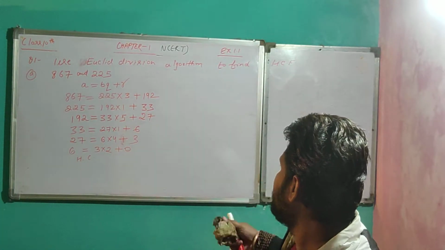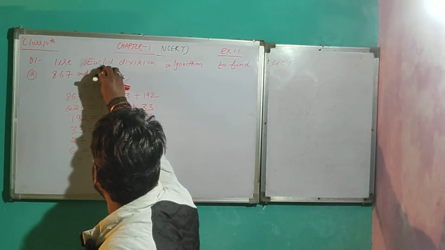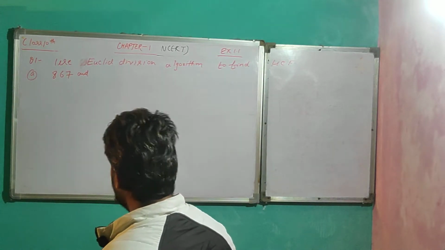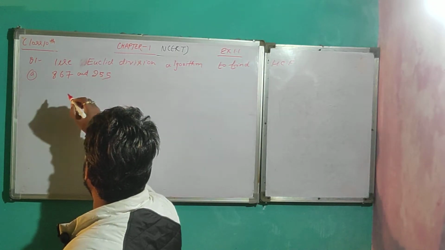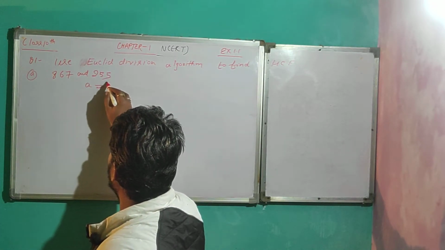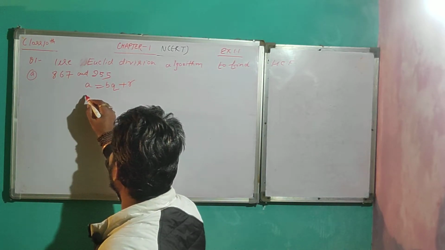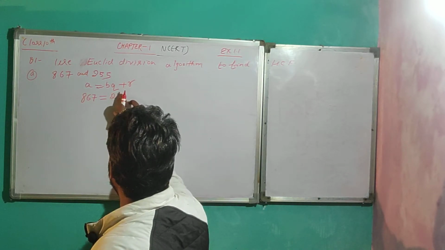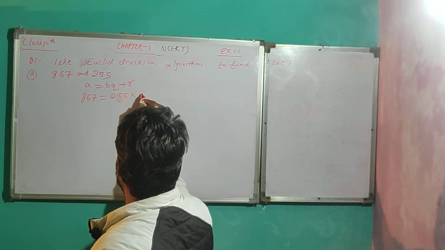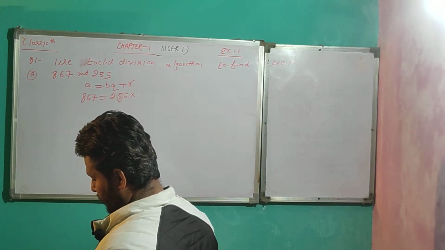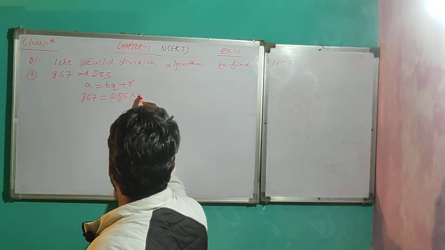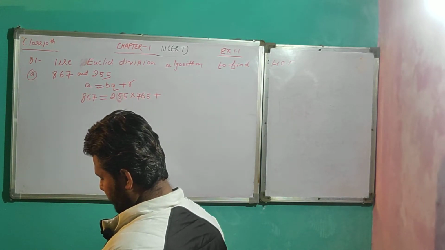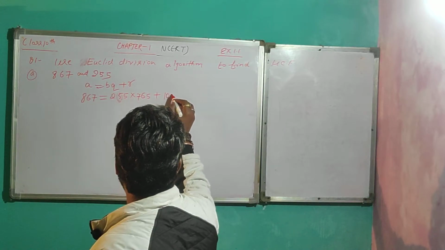Welcome back. Sorry, there is some mistake in this question. This is not 225, this is 255. So A is equal to BQ plus R. The value of A is 867. The value of B is 255 into 3. 255 into 3 is 765, plus R. Subtracting from 867, we get 102.